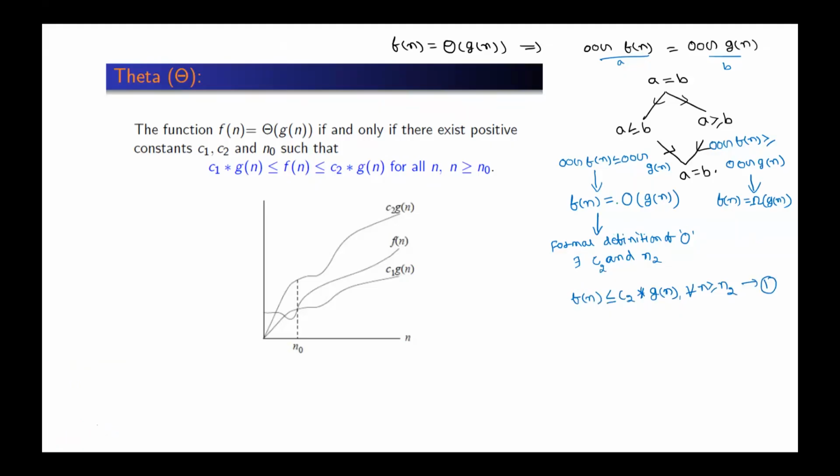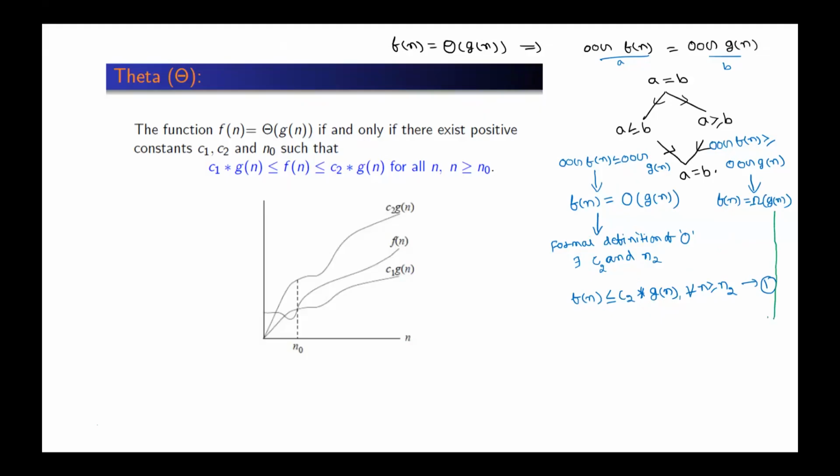See, f of n is big O of g of n means, what does it mean? According to the formal definition, there must exist two constants, C2 and N2, such that f of n is less than or equal to C2 into g of n for all n greater than or equal to N2. Is that correct? Okay. Yes.